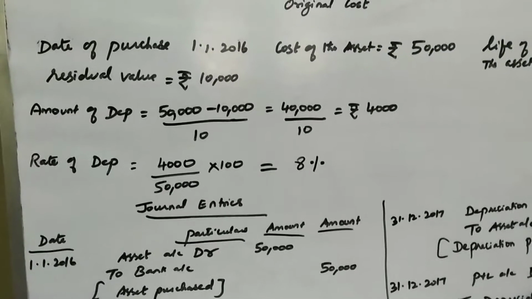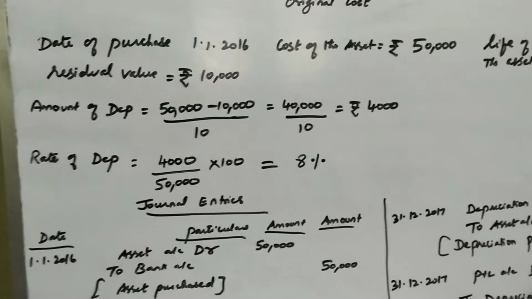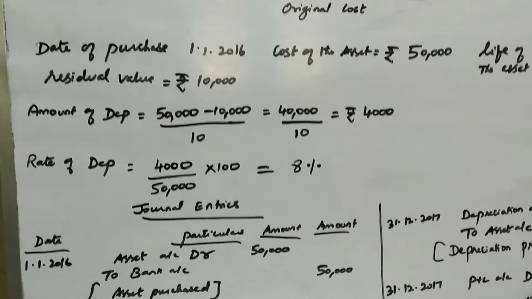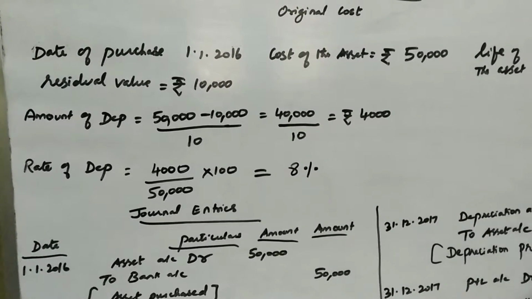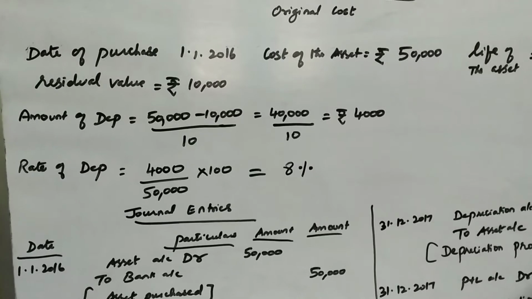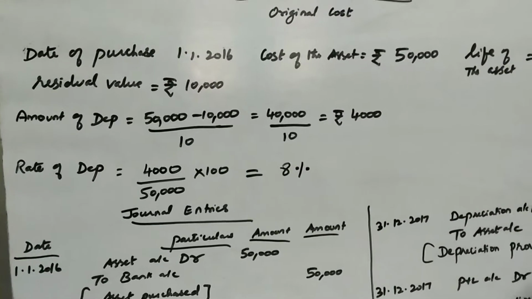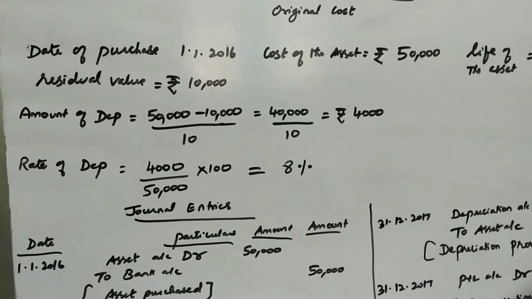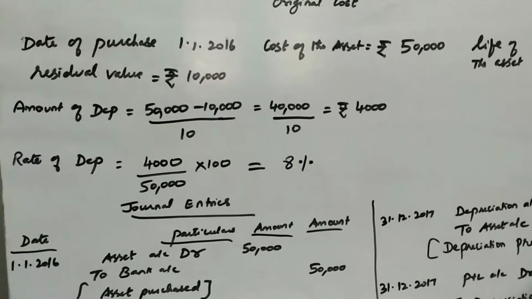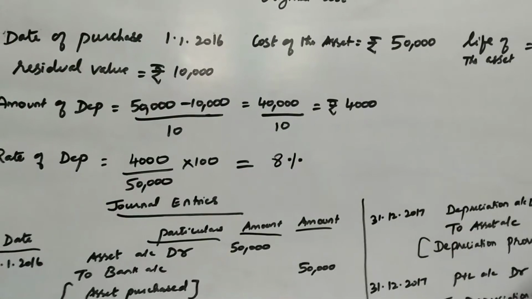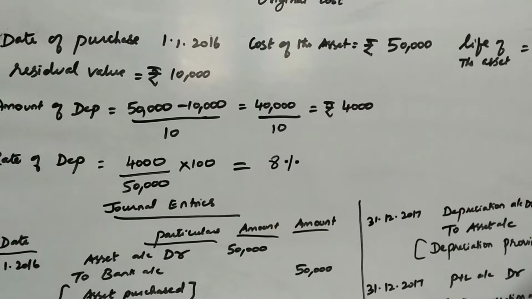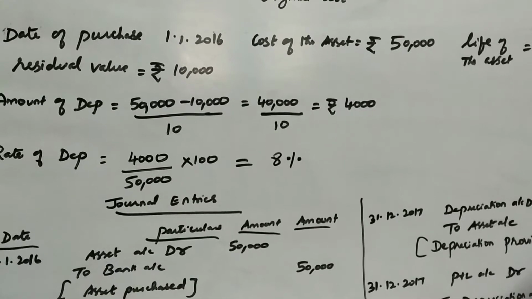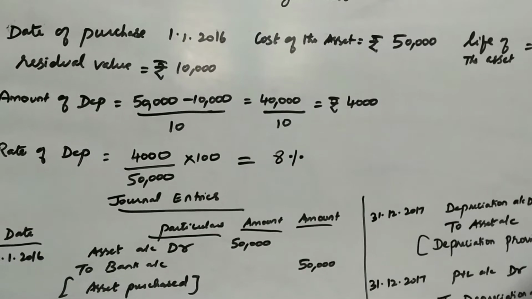So we know the formula. First thing, the amount of depreciation must be calculated: cost of the asset minus residual value divided by estimated life. So the cost of the asset is 50,000 minus residual value 10,000 divided by 10. 40,000 divided by 10 gives you rupees 4,000 as the amount of depreciation. Then to calculate the rate of depreciation, the formula is the amount of depreciation divided by original cost into 100. So 4,000 divided by original cost 50,000 into 100. We will be getting 8%.